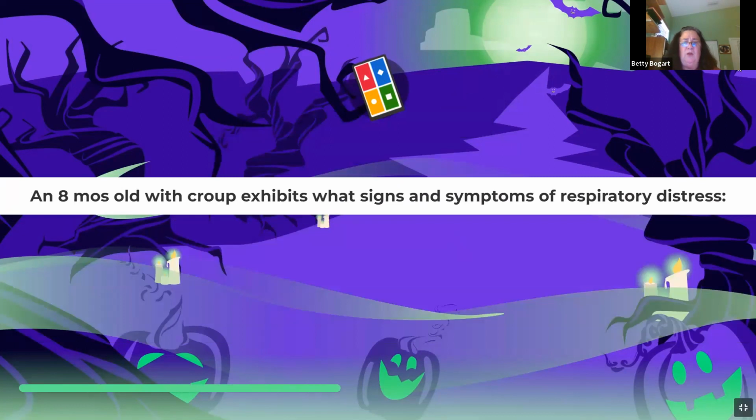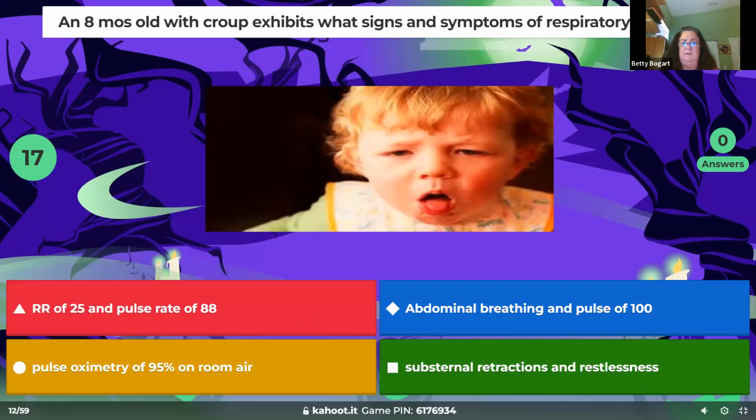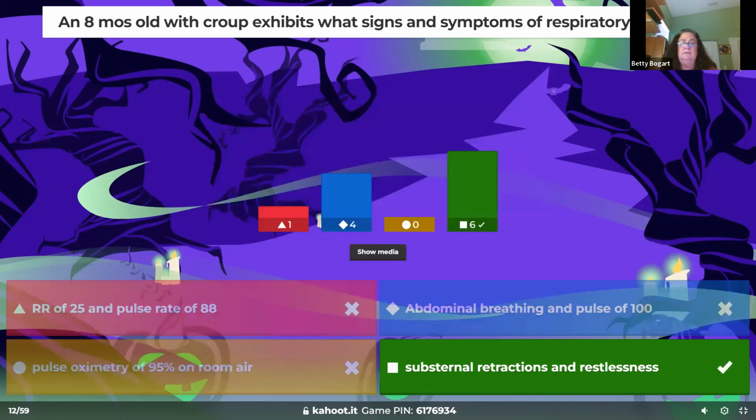An 8-month-old with croup exhibits what signs and symptoms of respiratory distress? So respiratory distress, you see retractions, and what's restlessness? That's hypoxemia, right? When you become hypoxic, they are going to become restless. Adults, children, they both will get that way.